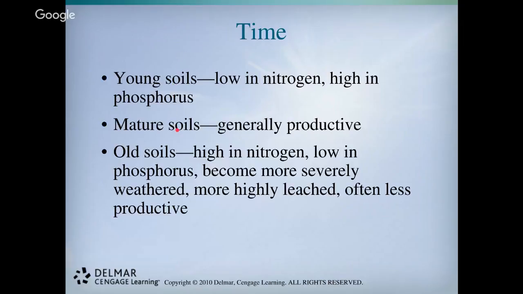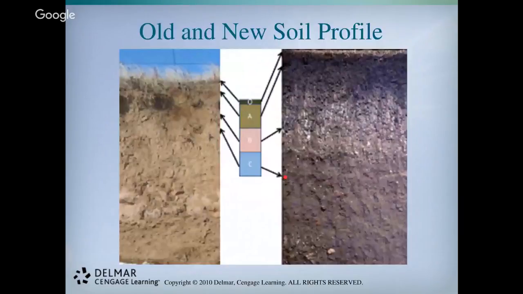So there's young soils compared to mature soils. And then old soils can be leached over time. Leaching is simply when nutrients flow through the soil, they can be lost. So here's an example of an old soil versus new soil. Or actually, I should say a new soil versus old soil.